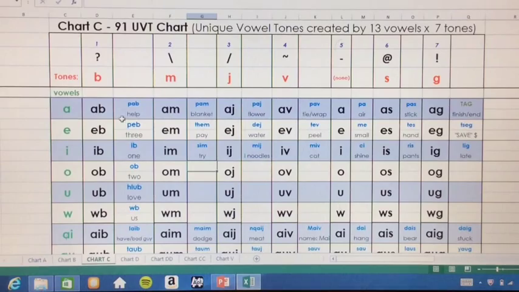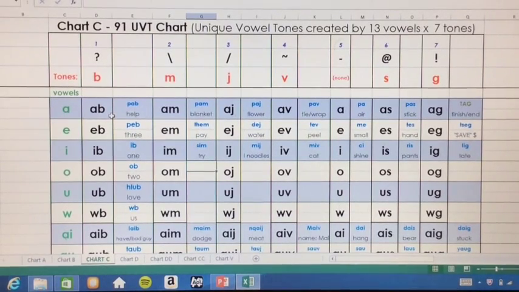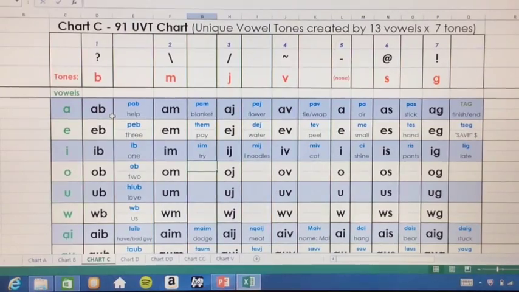Okay, easy enough, right? Let's start from AB and say each of the UVTs for the first 3 vowels.